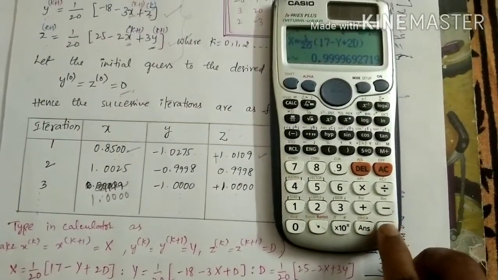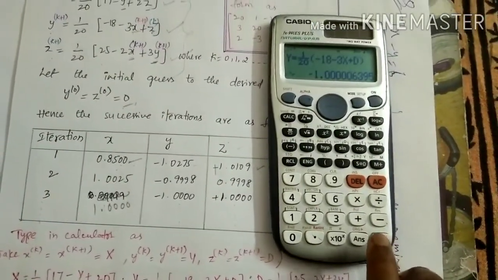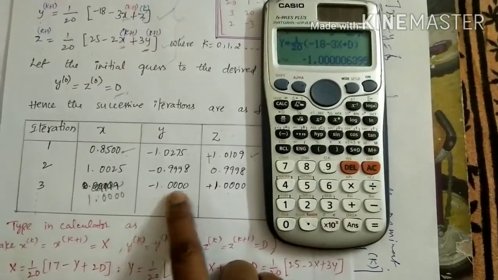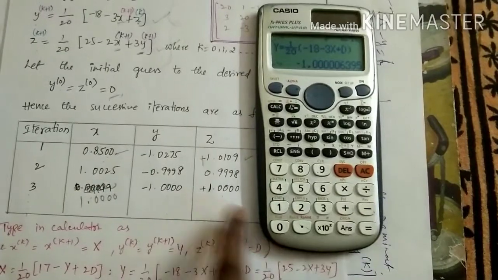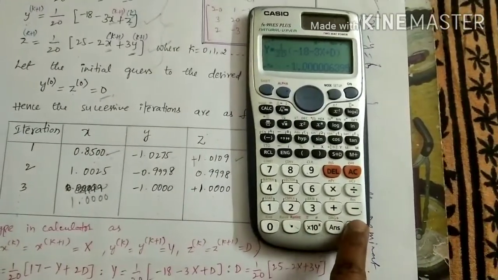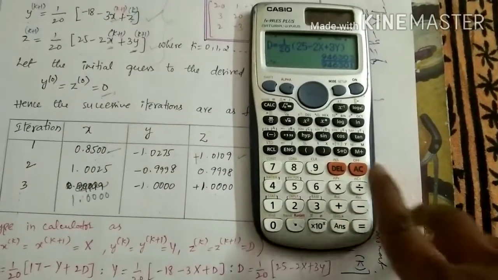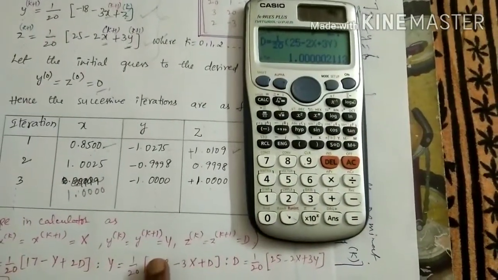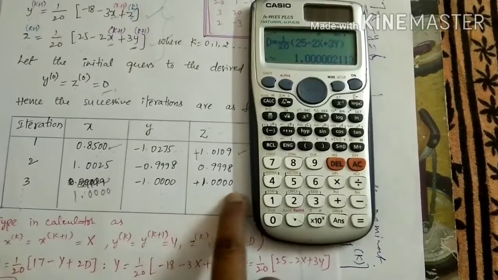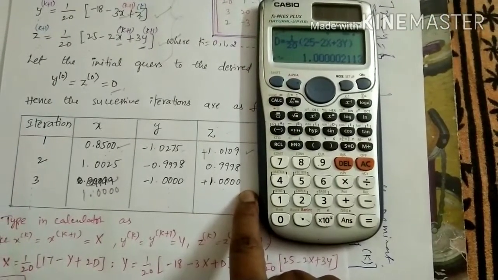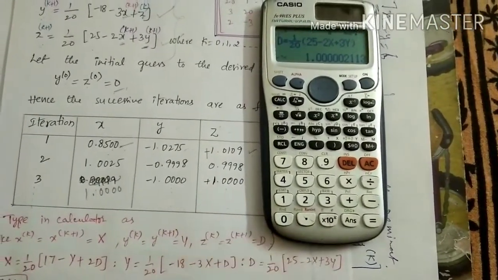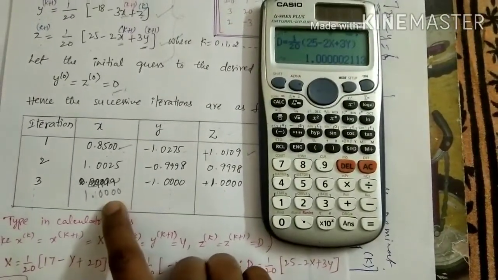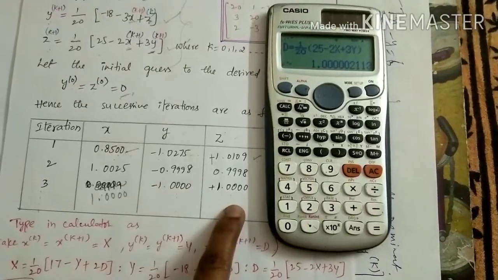Again press equal to, we get y value which is minus 1.50 something, taking the value up to 4 decimal places. The value is minus 1. For the next variable, we press equal to, converting this fraction to decimal, we get 1.50 something. We are taking up to 4 decimal places, 1. Again we can see the next successive iterations also. There we can see that the values of x, y, z are 1, minus 1, 1.